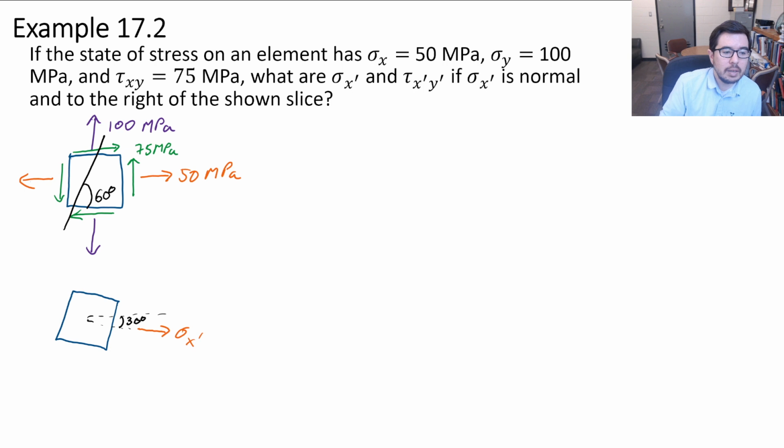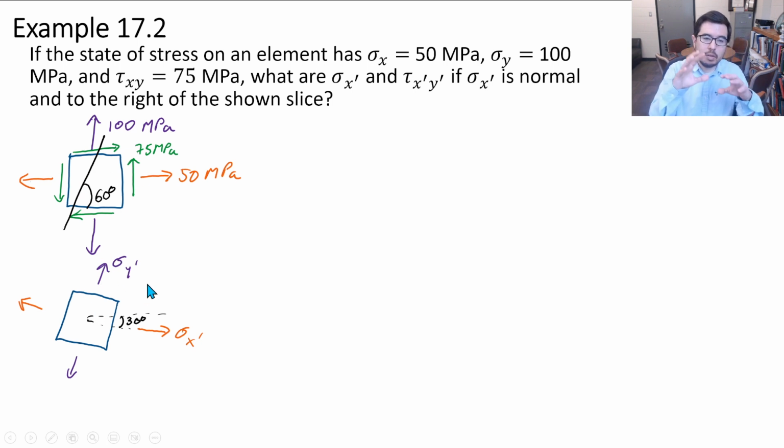So that vector coming out is going to be the sigma x prime. And we have our sigma y prime going up out of the top surface. I could tilt it a lot more, but I'm trying to keep it slightly exaggerated, and in this case, slightly exaggerated means don't tilt too much. And then we can put our tau x prime y prime on this.